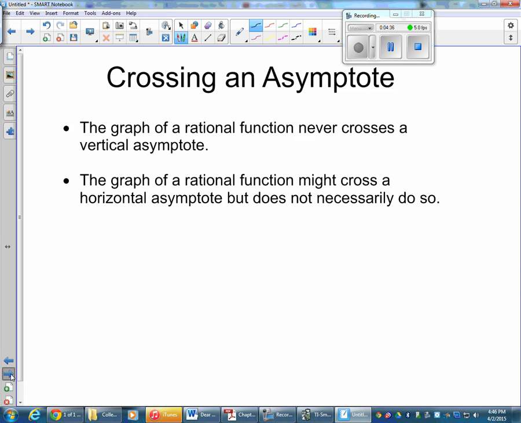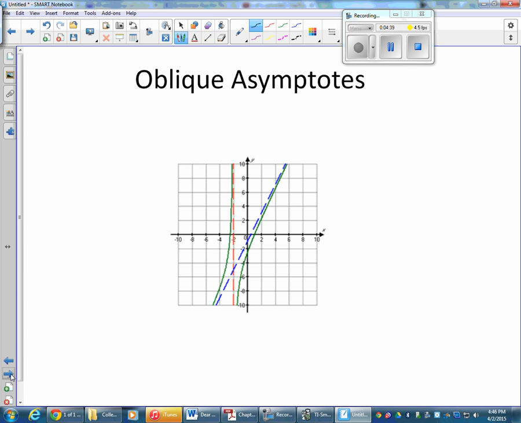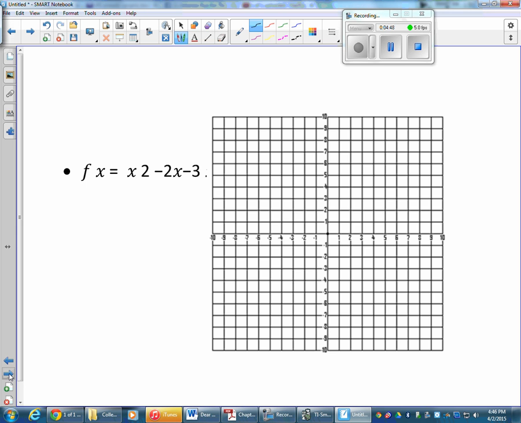Alright, lastly, and this is what we didn't get to in class the other day, and that's oblique asymptotes, or sometimes they're called slant asymptotes. This blue line is an oblique asymptote. Well, how do we know we have oblique asymptotes?